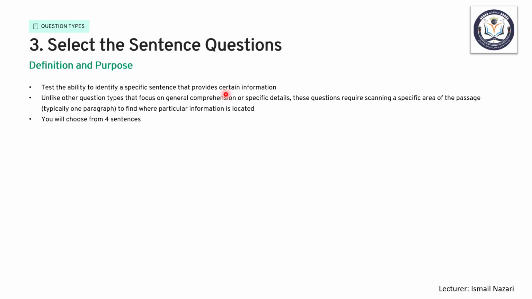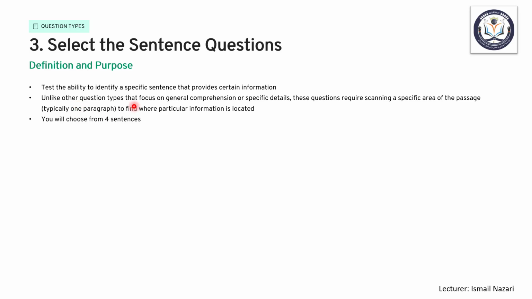The information will be given to us, and then we need to choose the sentence from the passage that most likely provides that information. So that's what we have as the select the sentence question. We will choose the sentence that gives the same or similar information and point based on the sentence which is given.